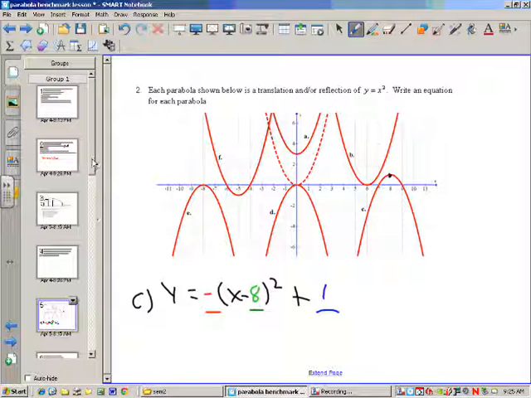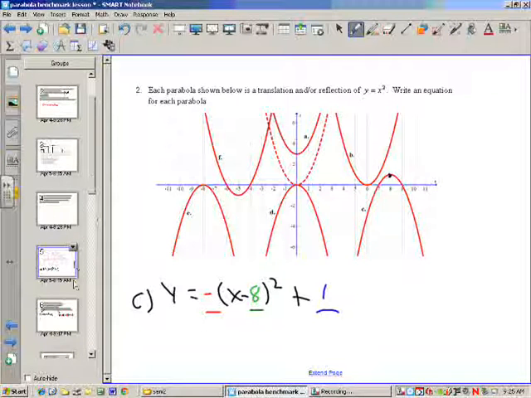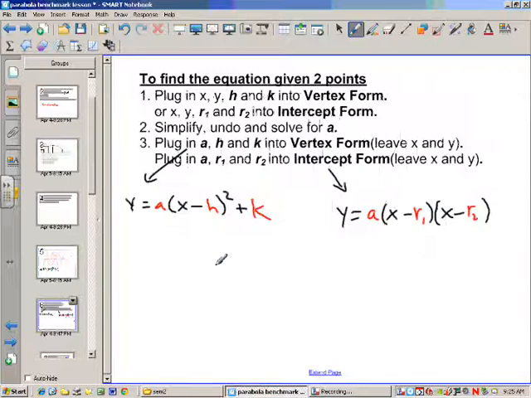Okay, all answers are on the back there. You can look for them. These are just some examples so you can look at and understand why those are the answers.